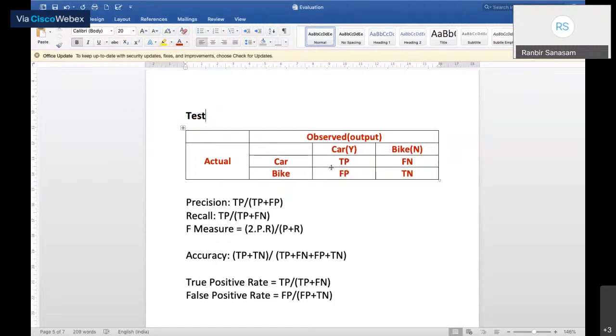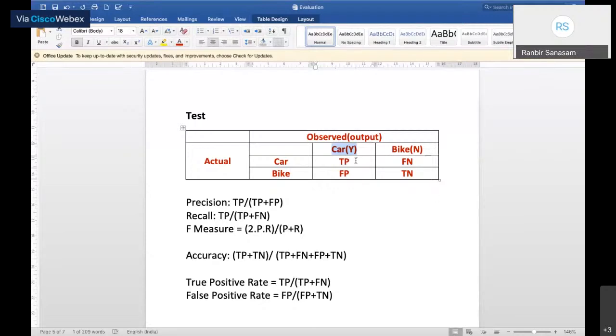Given test examples, I will check what the class label is. If it is a car, and this is what is observed, so the observed is car, then I will check whether it is actually a car or not. If it is actually a car, then it is called true positive. So in this confusion matrix, you will have something like true positive, false positive, true negative, and so on. You need to understand these 4 components in order to define these performance metrics. Please be attentive here.